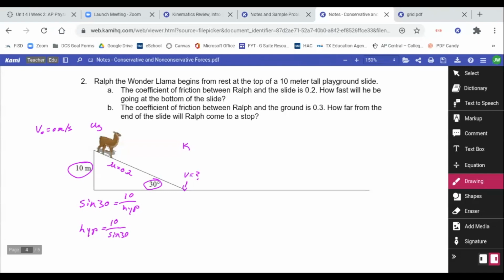All right, sine of 30. I'm going to take 10 divided by that sine of 30. Sine of 30 is 0.5. 10 divided by 0.5 is 20. So that means the hypotenuse equals 20 meters. It means this guy right here is 20 meters long from top of the incline to the bottom of the incline.